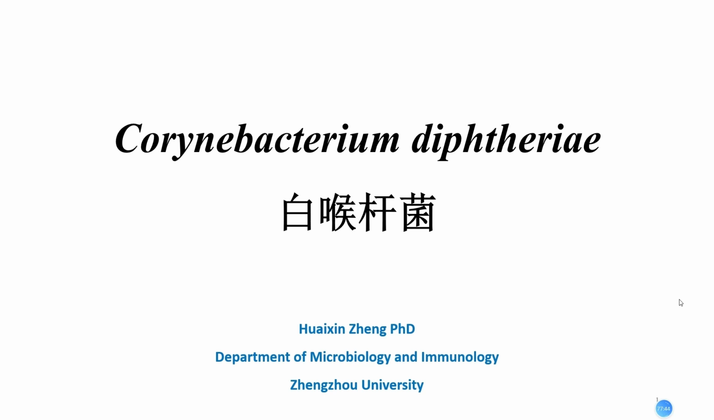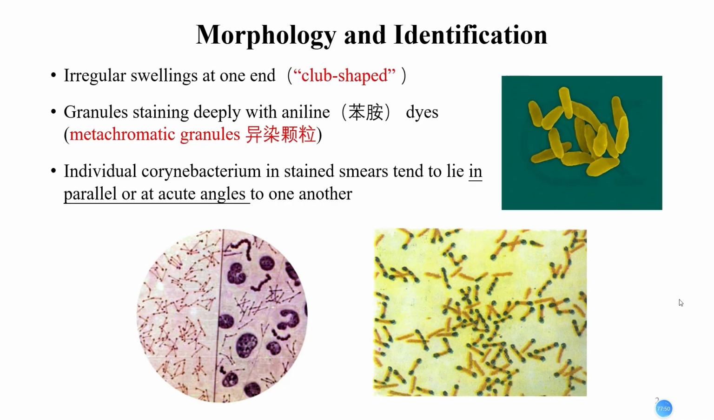Corynebacterium diphtheriae. That's the Chinese name, okay? Here, the genus name Corynebacterium means that it's a club-shaped bacteria. So you can check the specific shape of the cell. You can see that on one end, it's wider than the other end, which makes the cell look like a club-shaped cell. So that's the name of Corynebacterium.